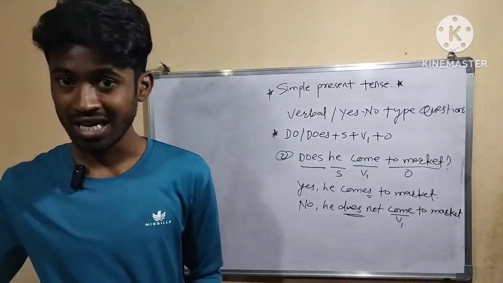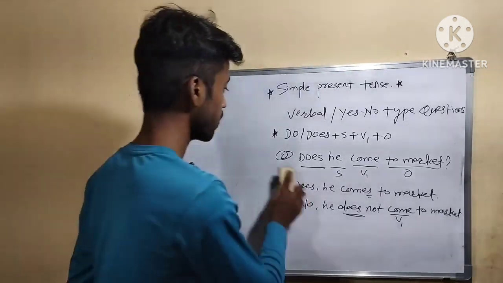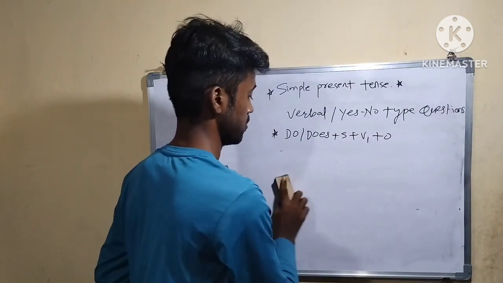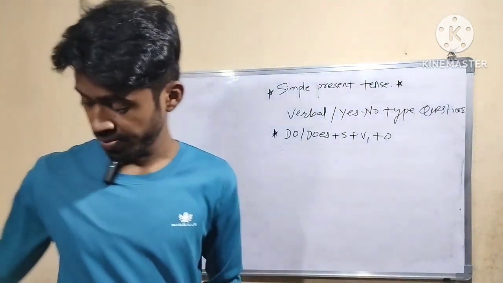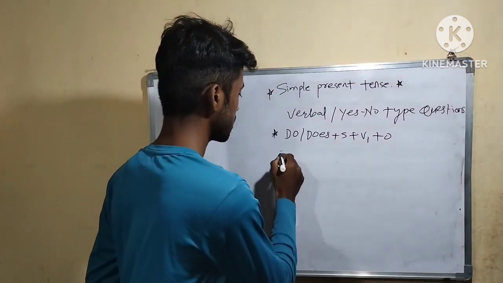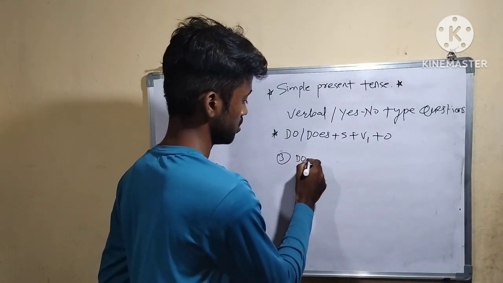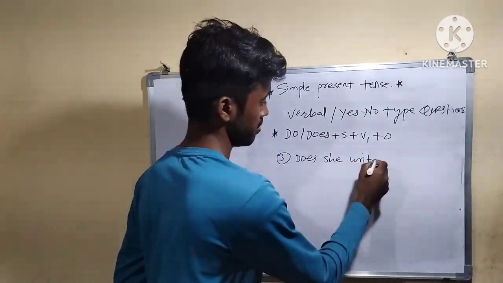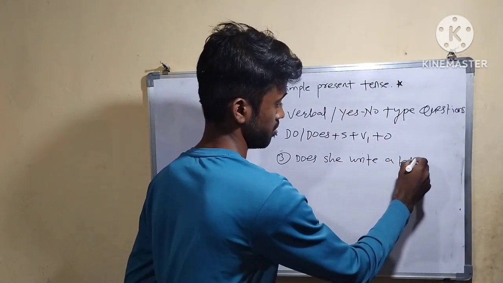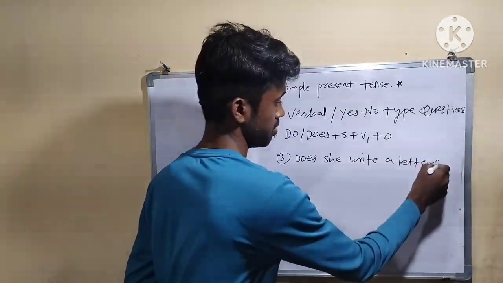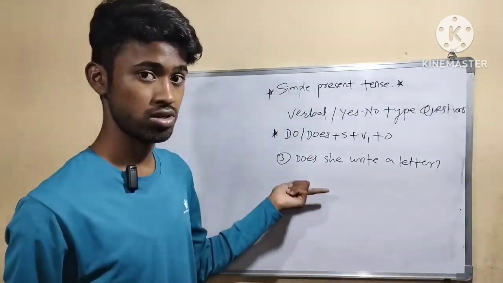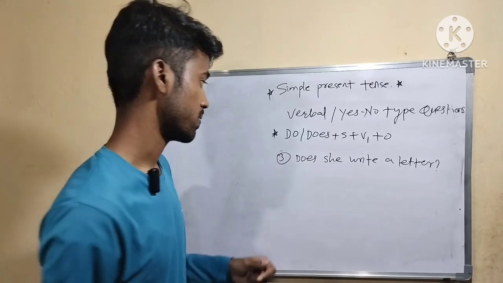So now let's see another example. The third example is: does she write a letter? Does she write a letter? So this is a question, right? It is starting with does, so it is a verbal question.